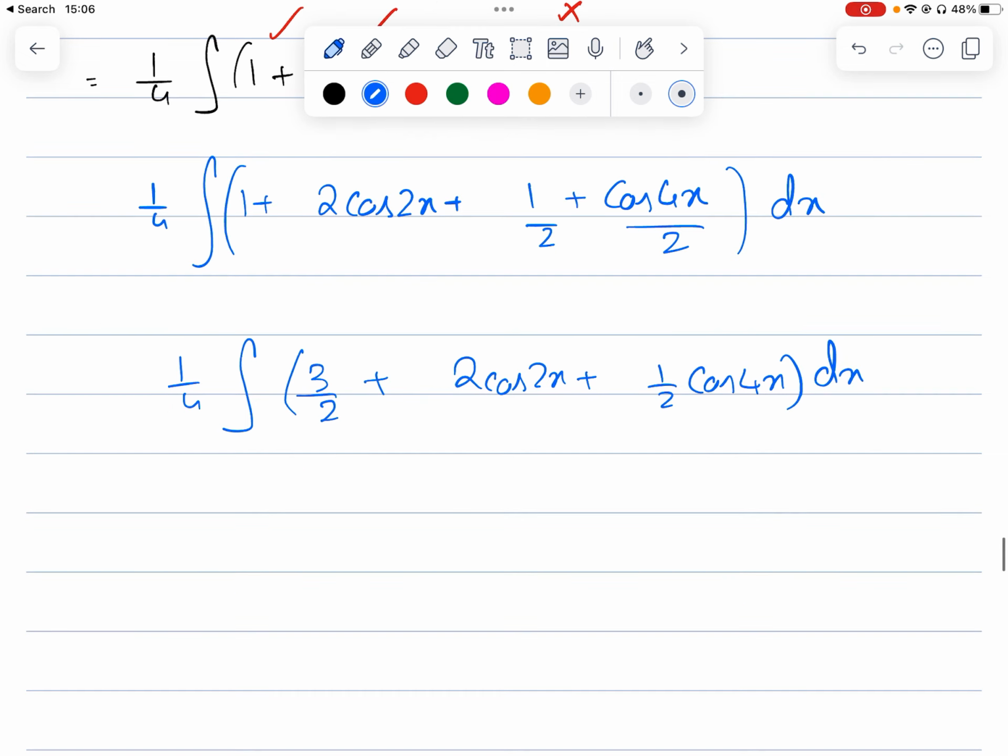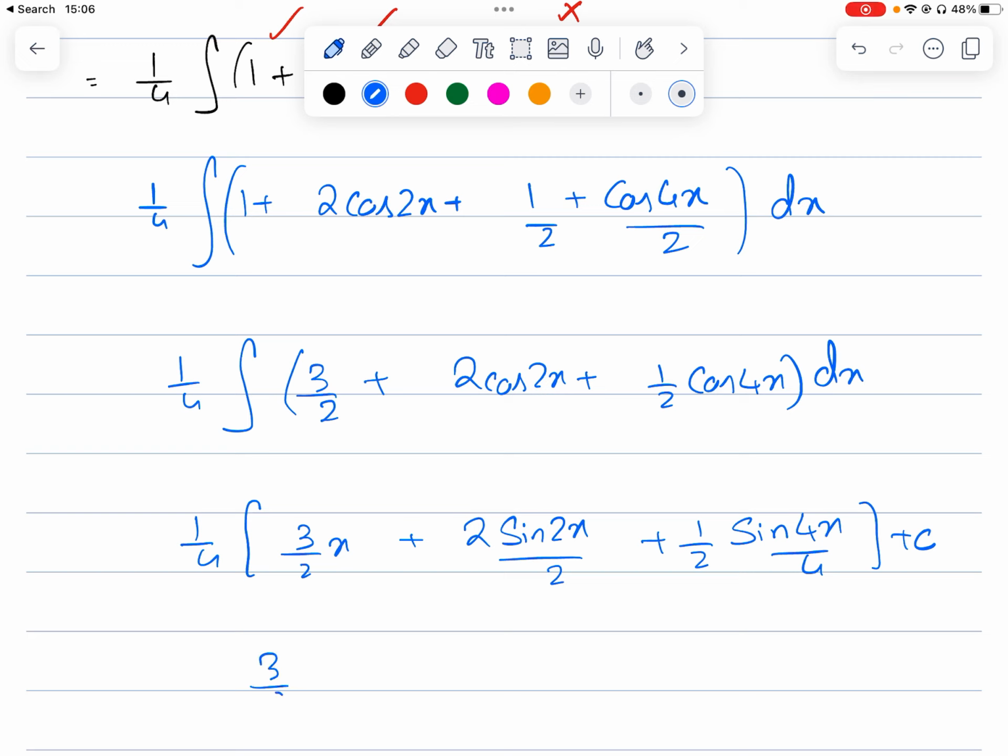So now 1 upon 4 times 3 upon 2x plus 2 sine 2x upon 2 plus 1 upon 2 sine 4x upon 4 plus c. So my total answer is 3 upon 8x plus 1 upon 4 sine 2x plus 1 upon 32 sine 4x plus c. So pause the video, see carefully and do that.